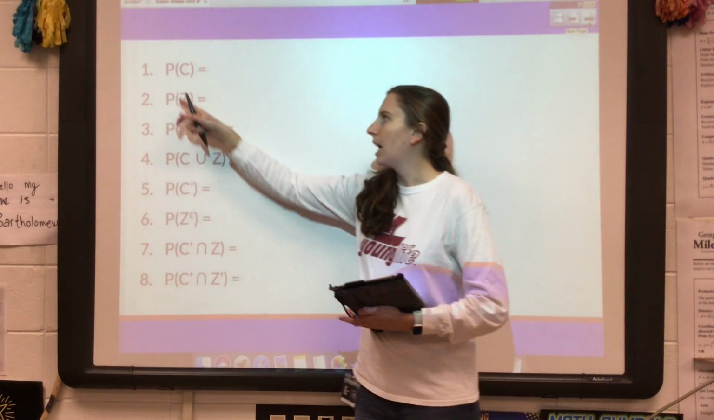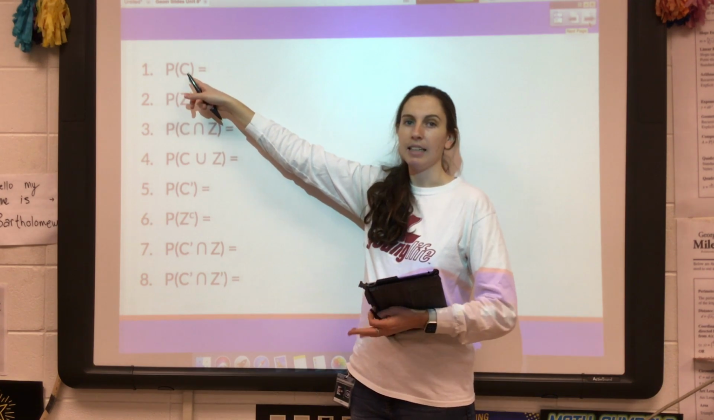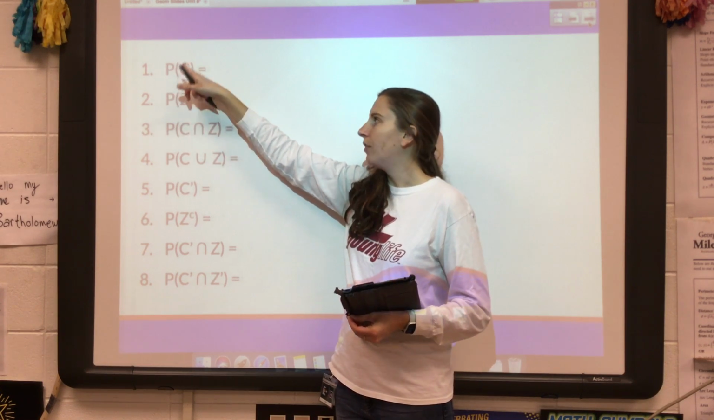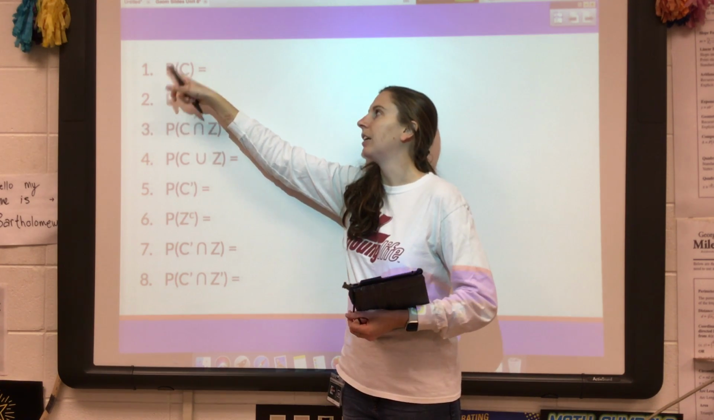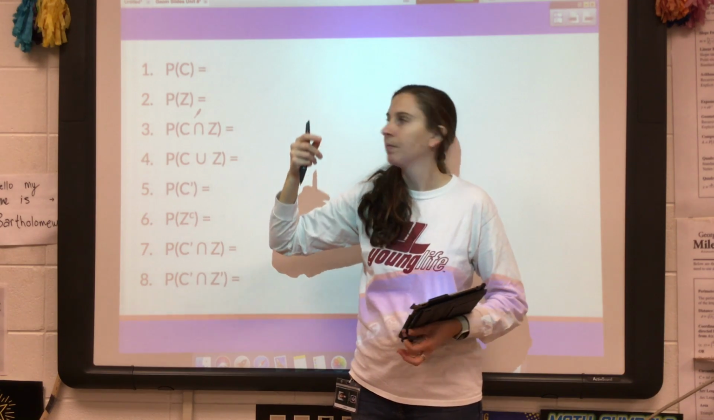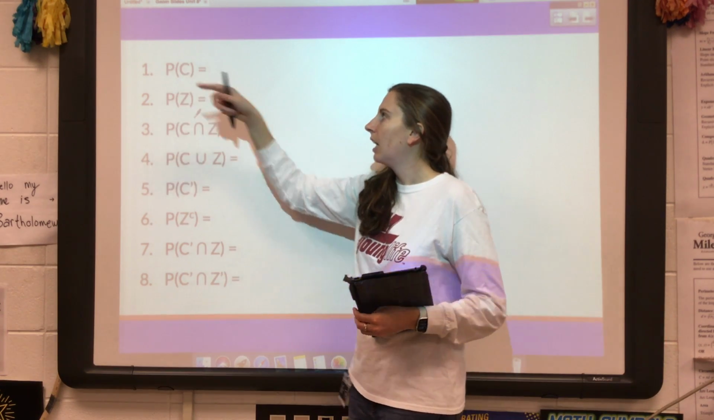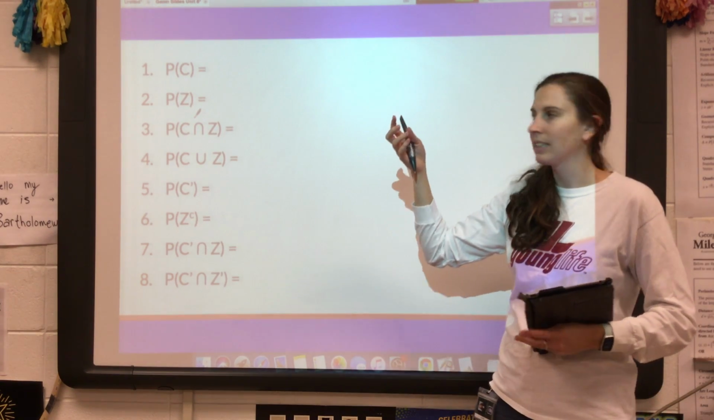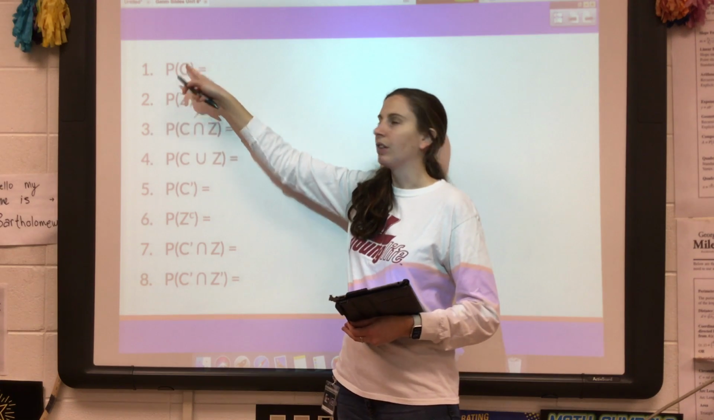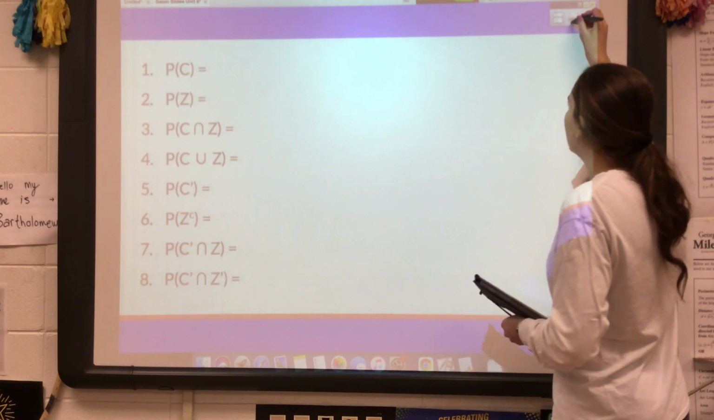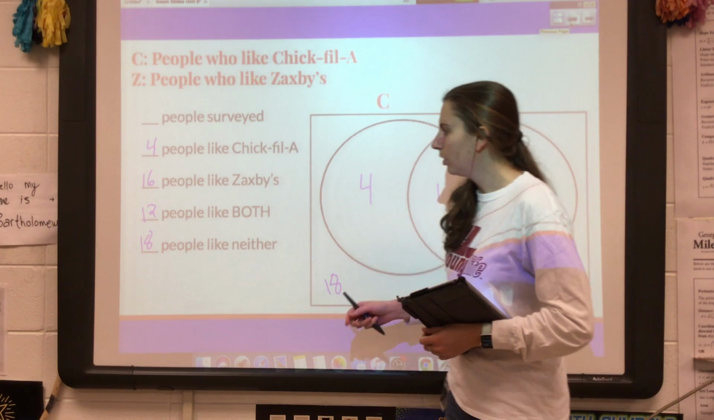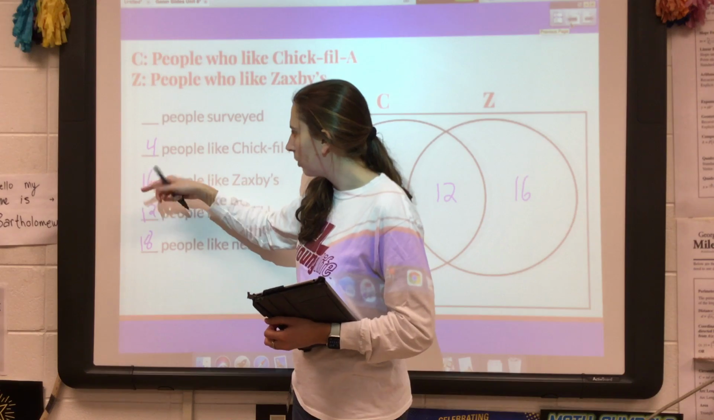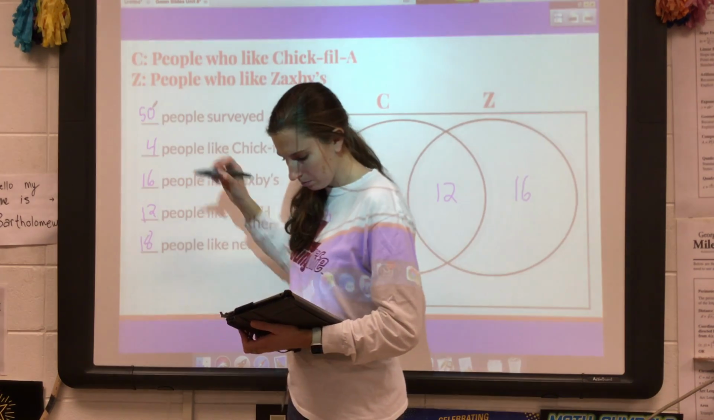If we put a P in front of a set, what that means is, what is the probability of that thing happening? What's the probability of picking an element in that set? So the probability of picking somebody at random from this class, and they like Chick-fil-A. First of all, we need the total for the whole class. This is 30 plus 20, so 50 total people.